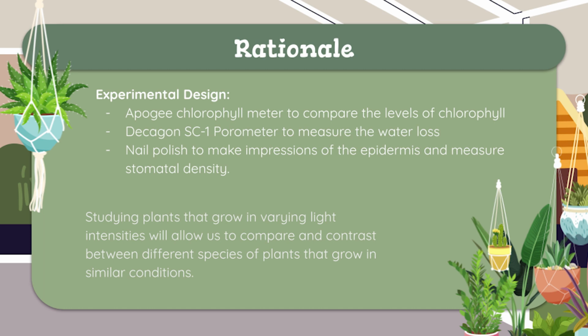To test our hypothesis, we chose the Apogee chlorophyll meter to compare the levels of chlorophyll and the Decagon SC1 parameter to measure water loss, as well as nail polish to make impressions of the epidermis to measure the stomatal density. We chose to study plants that grow in varying light intensities to compare and contrast different species of plants that grow in similar conditions.